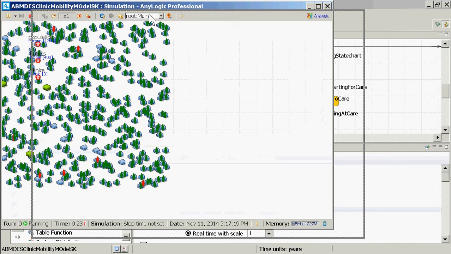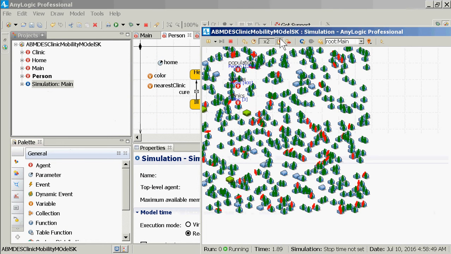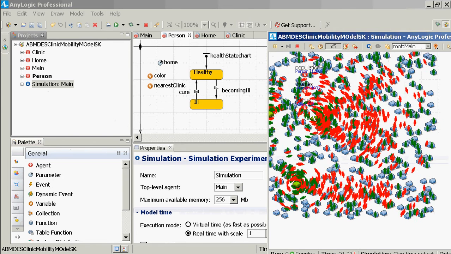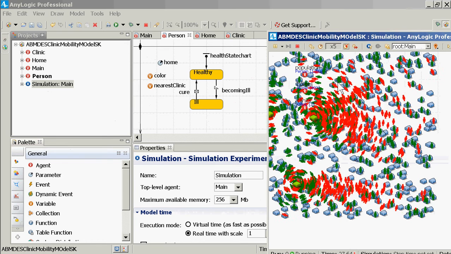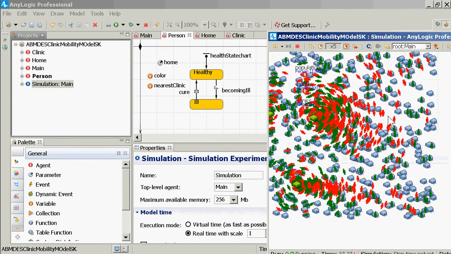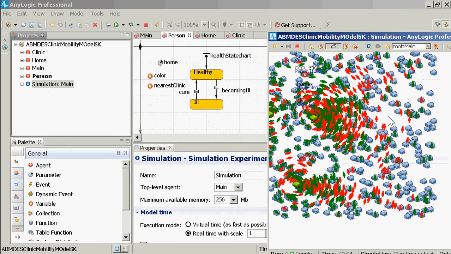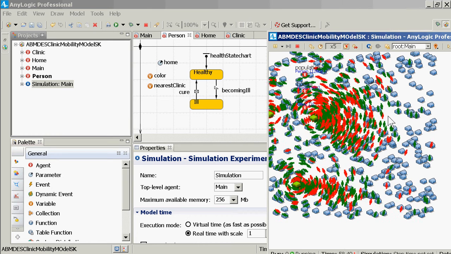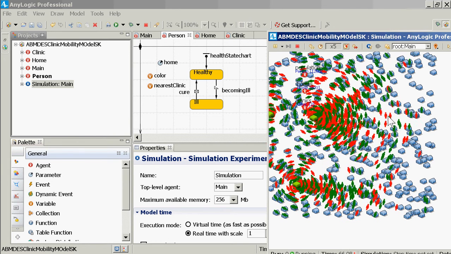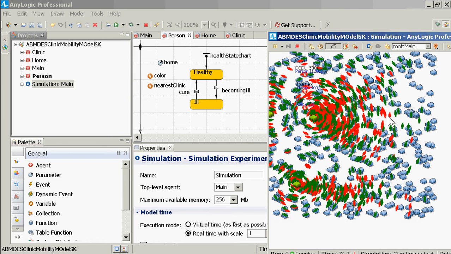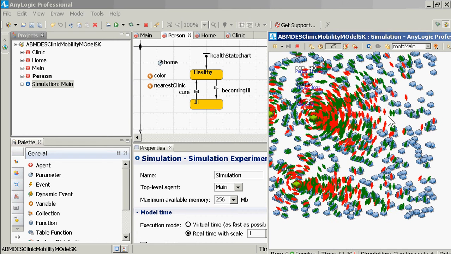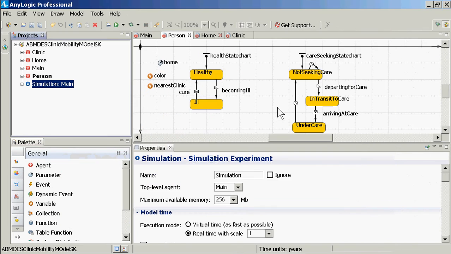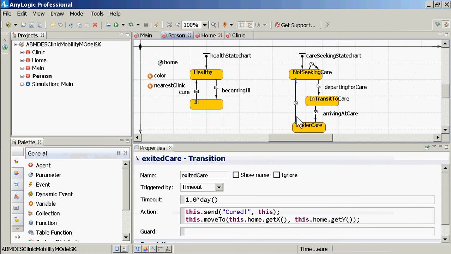And so you notice these people are going back to their homes in a cured state. The clinics are hubs for cures, and people are drawn in while they're sick and converted to a cured state. The key element of the cure is sending ourselves a message saying you're cured. So I am sending myself a message that says I'm cured, and then I'm moving to my home location. Does that make sense?